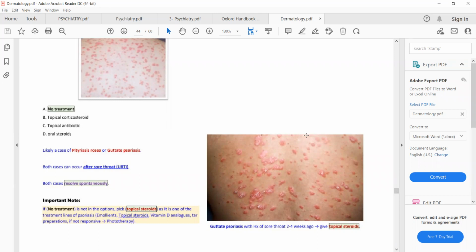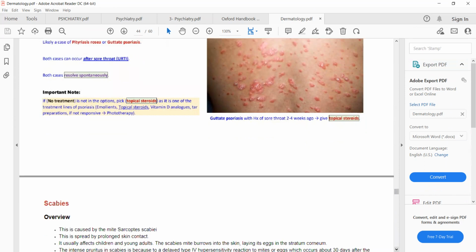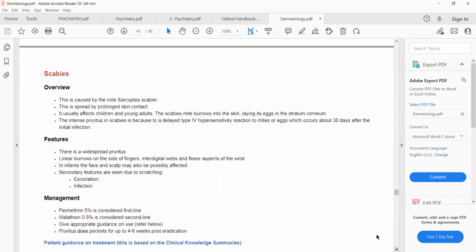This is a more clear picture of the guttate psoriasis. You can see small teardrop-like lesions with white scales above them. So this was all about pityriasis rosea and guttate psoriasis and their management. I hope it's clear to everyone.